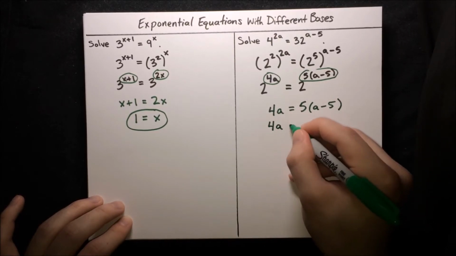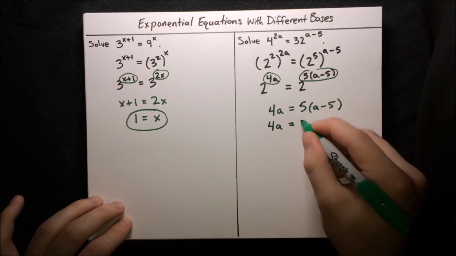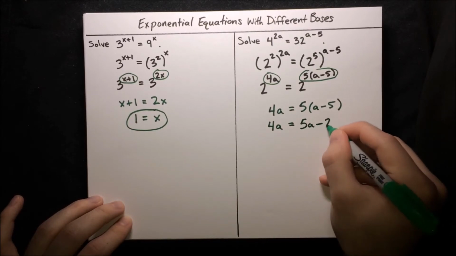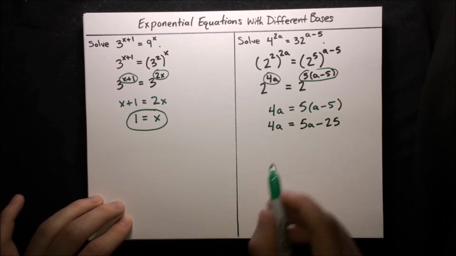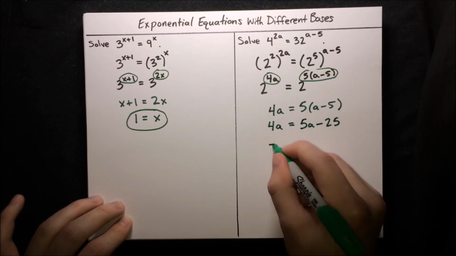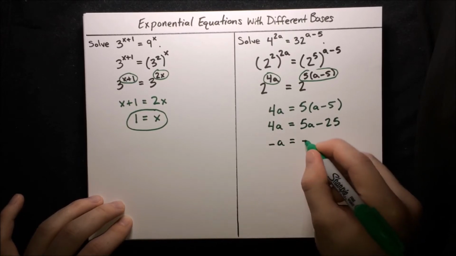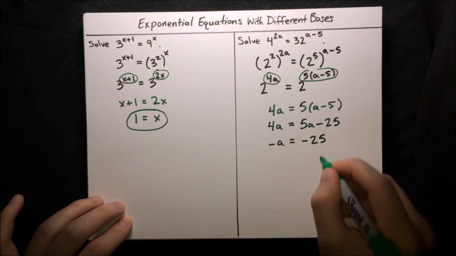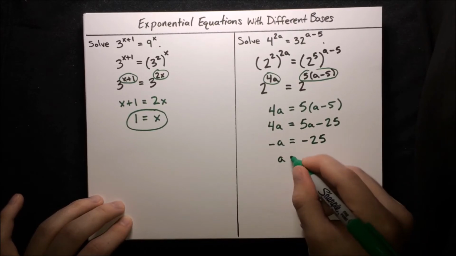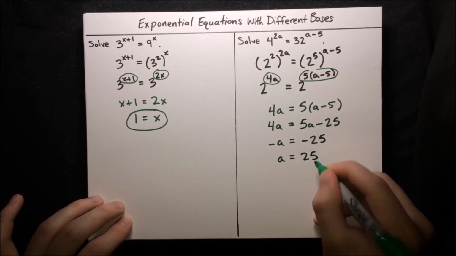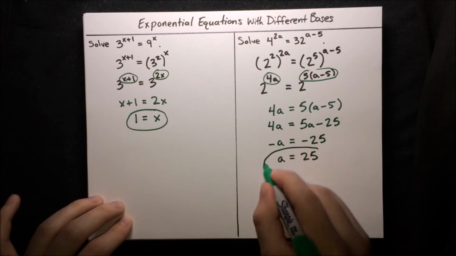So 4a equals, distribute the 5 to get 5a minus 25, then subtract 5a from both sides to get negative a is equal to negative 25, and then multiply by negative 1 to get a equals 25. So there we have it, a equals 25.